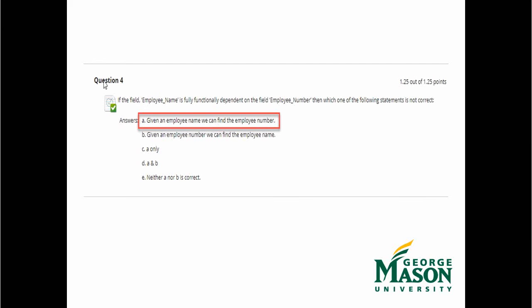In this question, if the field employee name is fully functionally dependent on the field employee number, then which of the following statements is not correct? We want to find what is not true here. Because employee name is dependent on employee number, you can only find out employee name if we are given the employee number but not the other way around.